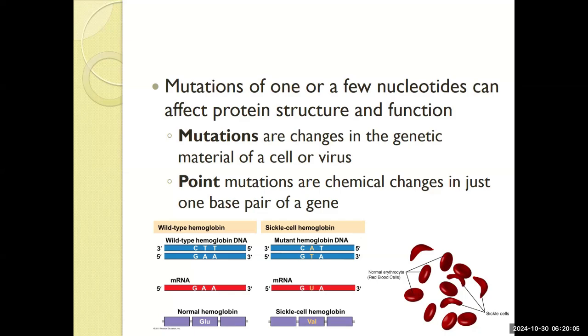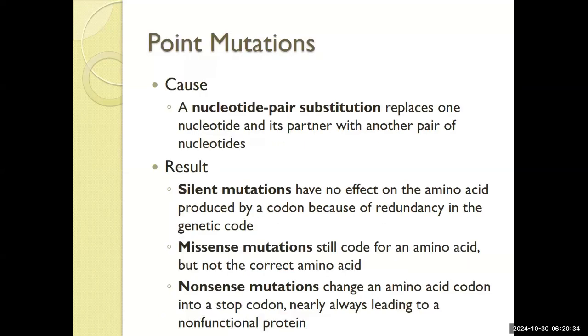On the bottom, we see an example of where a single nucleotide change in the DNA template can lead to the production of abnormal proteins. Healthy red blood cells turn into sickle-shaped red blood cells, unable to carry oxygen. Point mutations are caused by nucleotide pair substitutions, where one nucleotide is replaced by another one. The results can be silent, missense, or nonsense mutations.